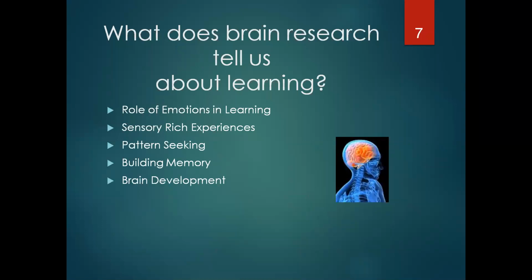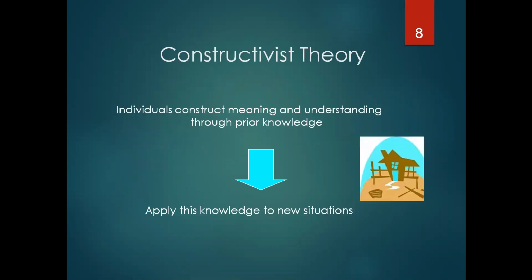The brain development, you have to know about how the brain develops. You have to know, is a certain lesson or certain activity appropriate for the age of a student based on where their brain is developed. So we're going to talk a little bit about constructivist theory. Individuals construct meaning and understanding through prior knowledge. They apply this knowledge to new situations.